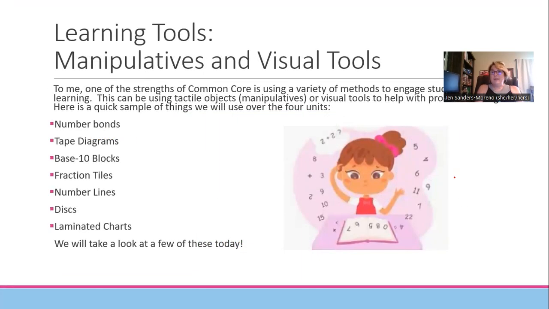Okay, so I also said that in this video we were going to talk about learning tools. So that would be different visual tools that students can draw on their paper, or manipulatives, so tactile objects that they can play with that can really help with their fine motor skills.